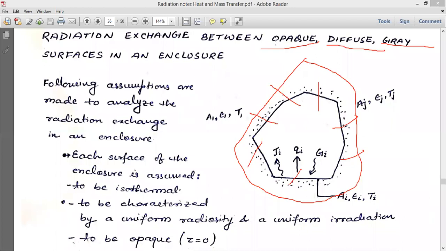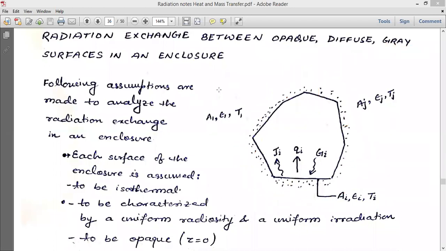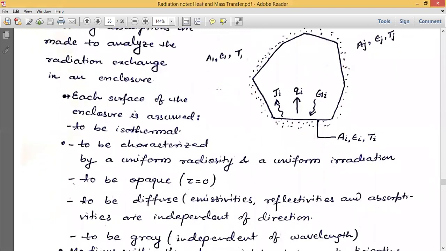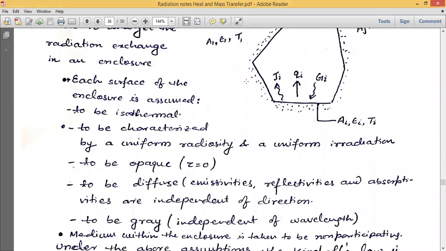These are the simplifications that we are going to use. So what are the different assumptions? First of all, we assume that each of the surfaces is isothermal. That means all the surfaces are maintained at constant temperature. Say surface 1 is maintained at T1, surface J is maintained at Tj, surface I is maintained at Ti, surface N is maintained at Tn. That means all the surfaces are isothermal.